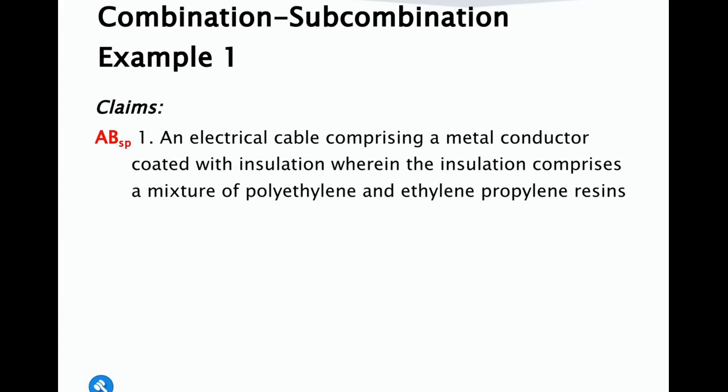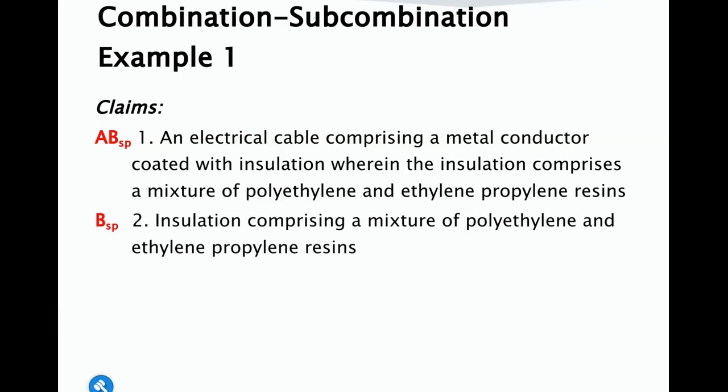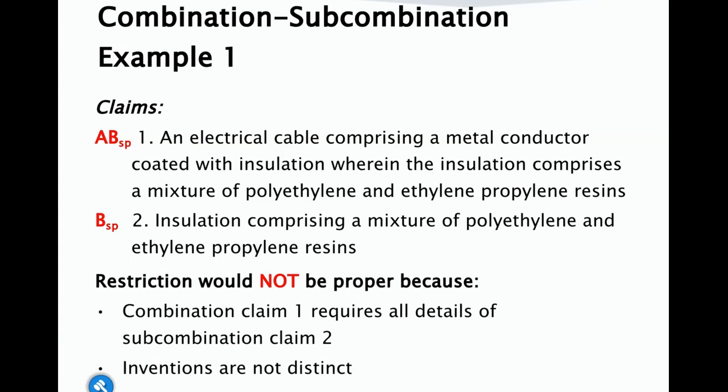Here is an example of combination-subcombination claims wherein restriction is not proper. Claim 1 is an electrical cable that is a combination of a metal conductor and insulation, and Claim 2 is solely the subcombination, which is the insulation. The metal conductor is claim element A, while the insulation is claim element B. The restriction is not proper since the combination requires the details of the sub-combination, the details being the polyethylene and ethylene propylene resins.